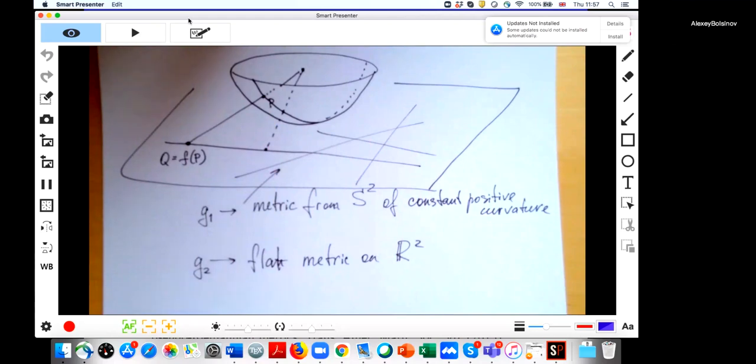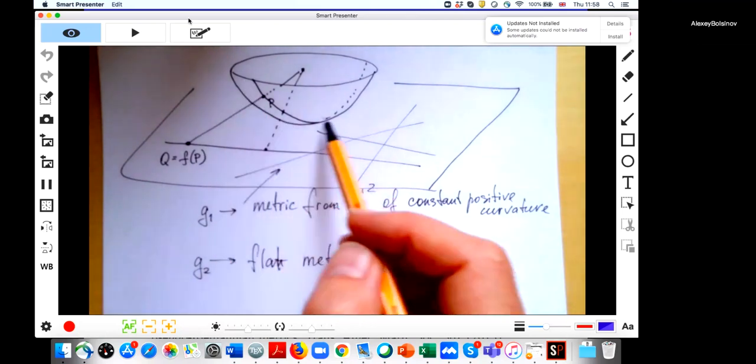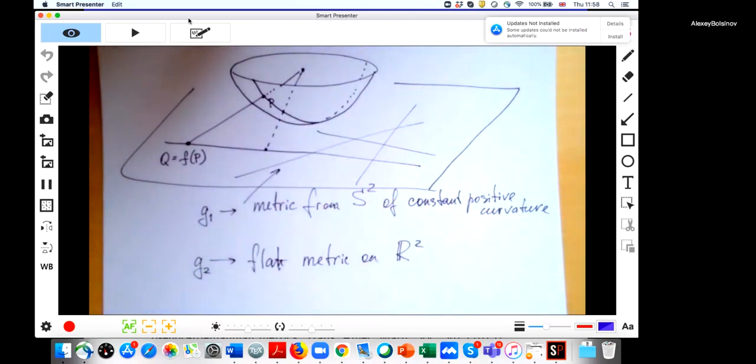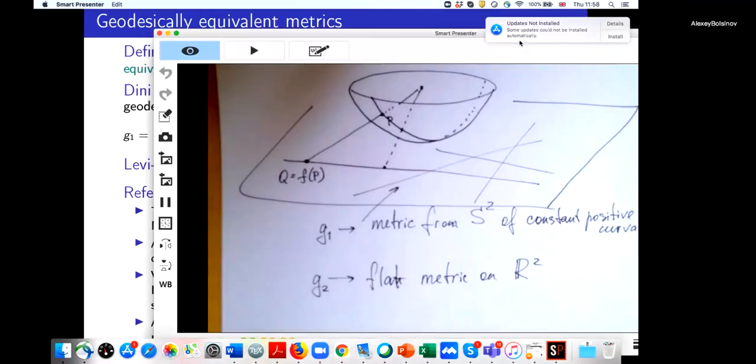Okay, so this is just an example demonstrating that this situation is quite possible. You can do something similar not only for the sphere but also for the ellipsoid, for instance. The ellipsoid also admits other metrics having the same geodesics.